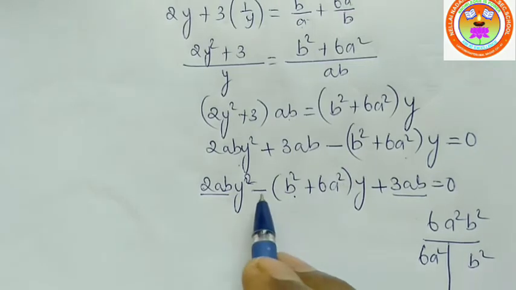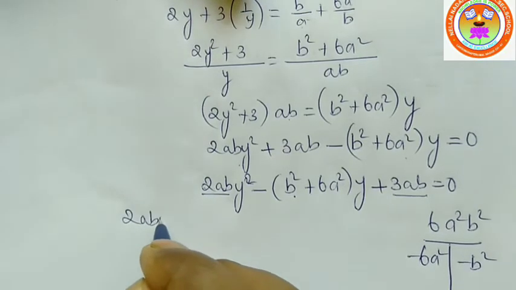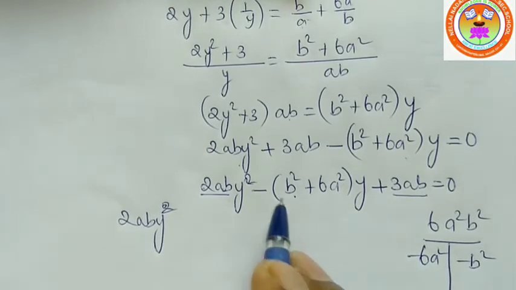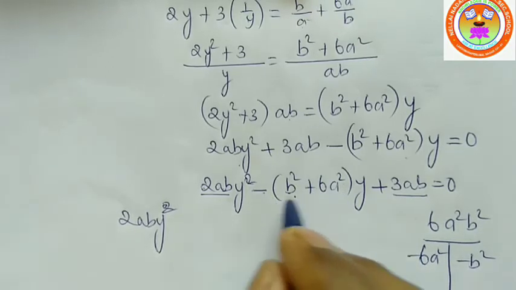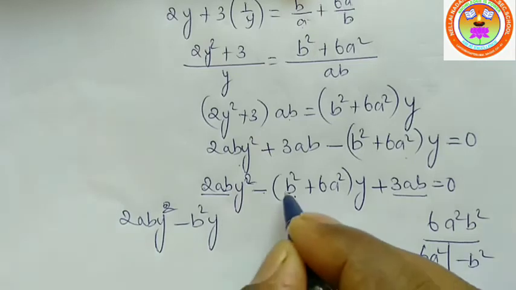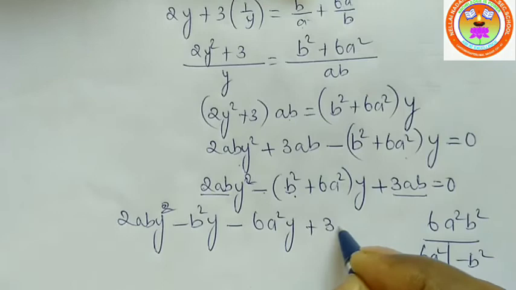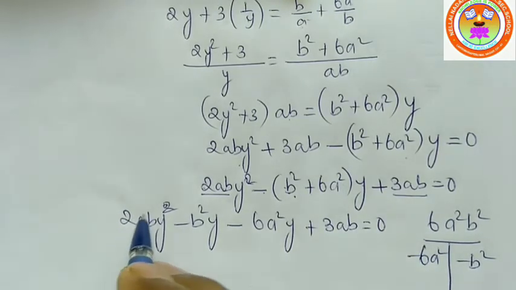But we need to get minus, right? So minus 6a square and minus b square. When we multiply, we get plus, and when we add, we get minus. So 2ab into y square, then the same term minus b square y, minus 6a square y. Just multiply inside: minus b square into y, minus 6a square into y, plus 3ab, which is equal to 0.